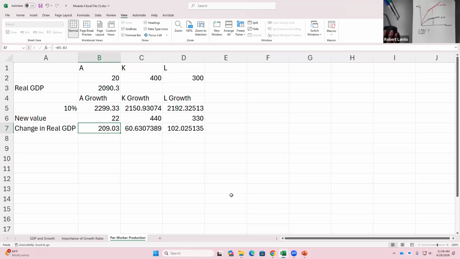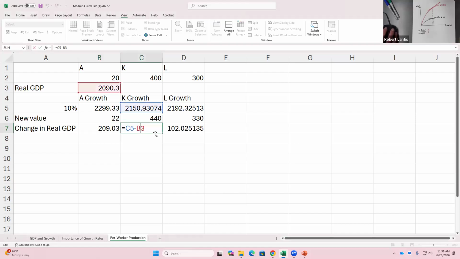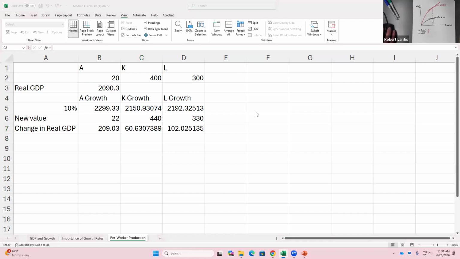Any questions on this idea before we keep moving? Could you go over... So all I'm doing there is taking whatever my new real GDP was after that 10% increase in capital, minus whatever my initial starting real GDP was. And I'll post the completed version of this as well. So Bonnie, this is a very good question, right? You actually anticipated something I wanted to work through.